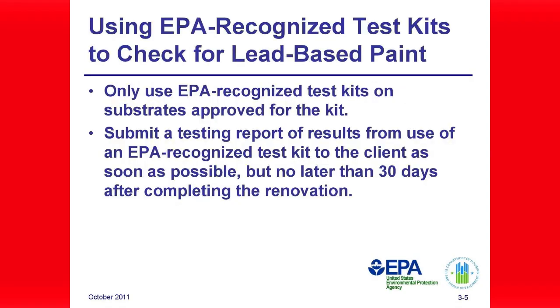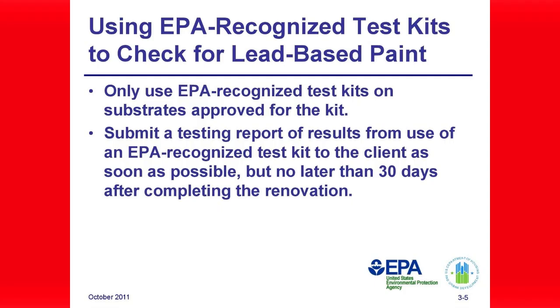Using EPA-recognized test kits to check for lead-based paint. Only use EPA-recognized test kits on substrates approved by the kit. Submit a testing report of results from use of an EPA-recognized test kit to the client as soon as possible, but no later than 30 days after completing the renovation.